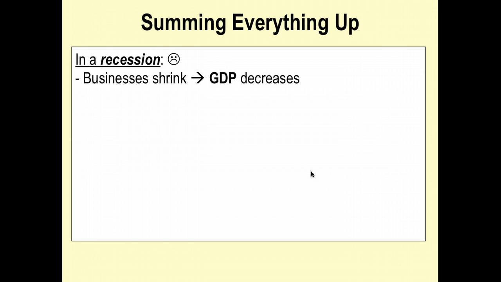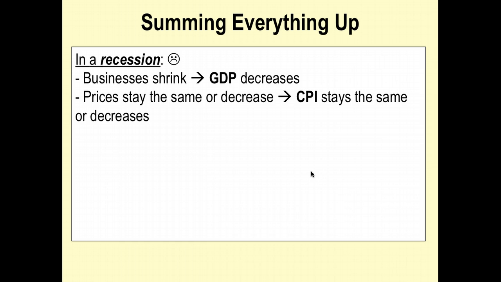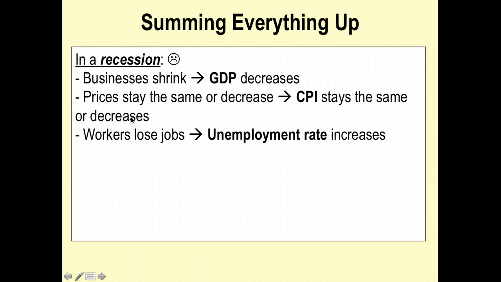So in a recession, businesses are shrinking. The GDP is going down. Companies aren't selling a lot of goods and services. What happens to prices? They usually either stay the same or decrease. And because they decrease, the CPI often decreases. And finally, because prices are going down, because businesses aren't able to stay open, lots of workers can lose their jobs, and when lots of workers lose their jobs, the unemployment rate often goes up.